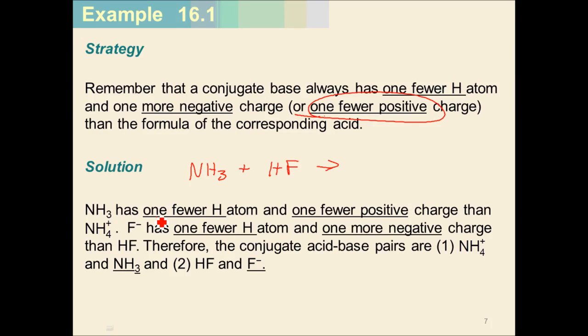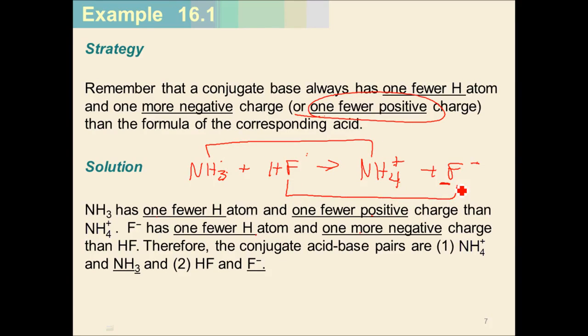NH3 has one fewer hydrogen atom and one fewer positive charge than the NH4 plus. So one fewer hydrogen and one fewer positive charge, plus 1, 0. The fluoride on the product side has one fewer hydrogen atom and one more negative charge than our HF. Therefore, the conjugate acid-base pairs are the ammonia with the ammonium ion, the hydrofluoric acid with the fluoride ion.